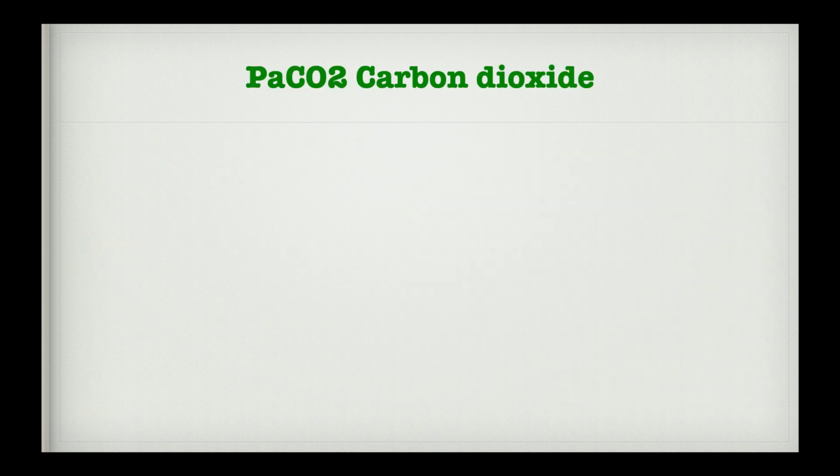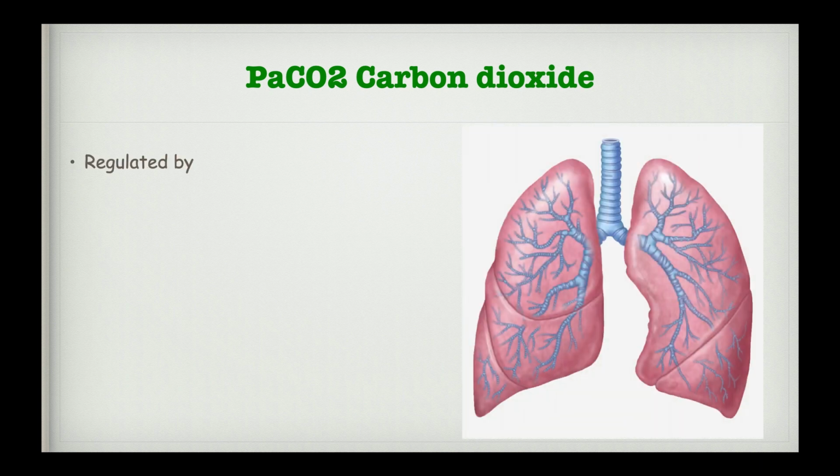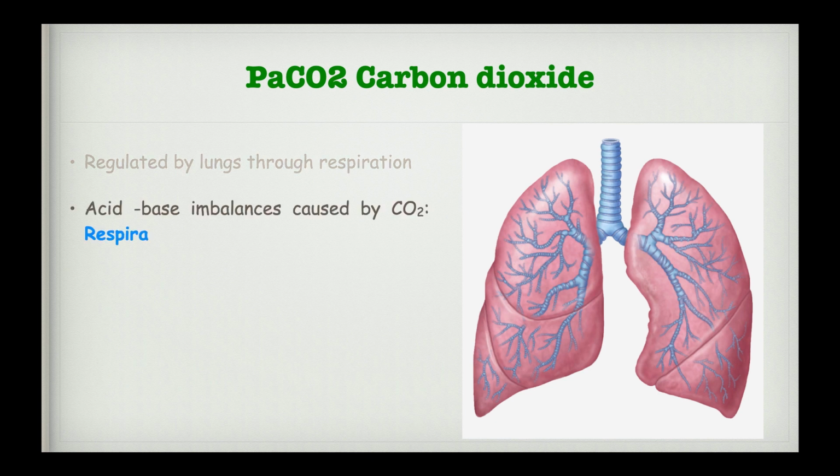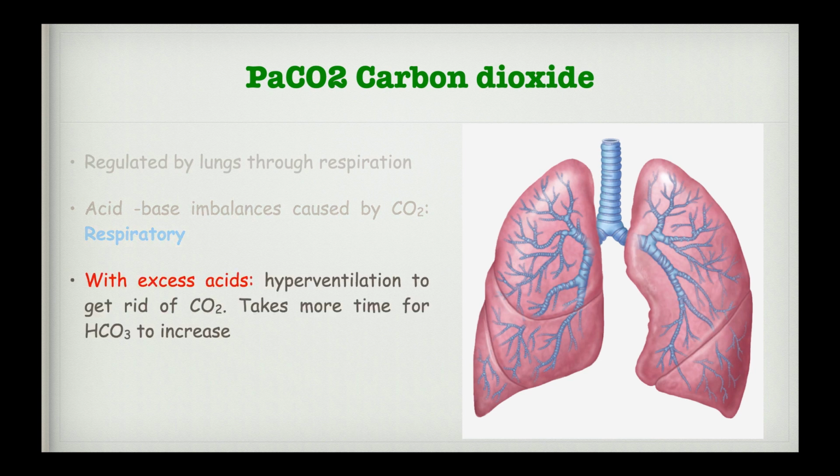The second component is the partial pressure of carbon dioxide, and it is regulated by the lungs through respiration. Any acid-base imbalance which is caused by carbon dioxide is respiratory in nature. And so whenever there is excess acid, the body tries to hyperventilate to get rid of carbon dioxide to solve the problem. It, however, takes more time for bicarbonate to increase to solve this problem.